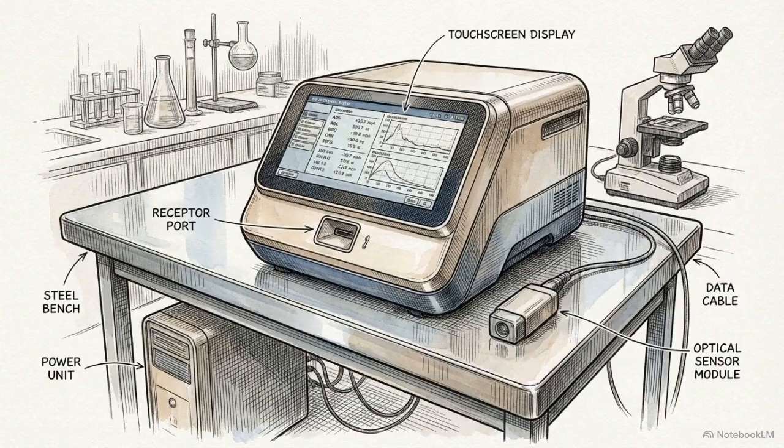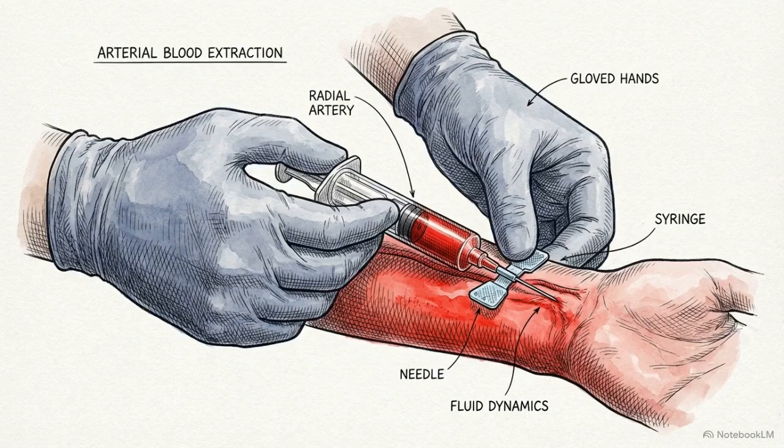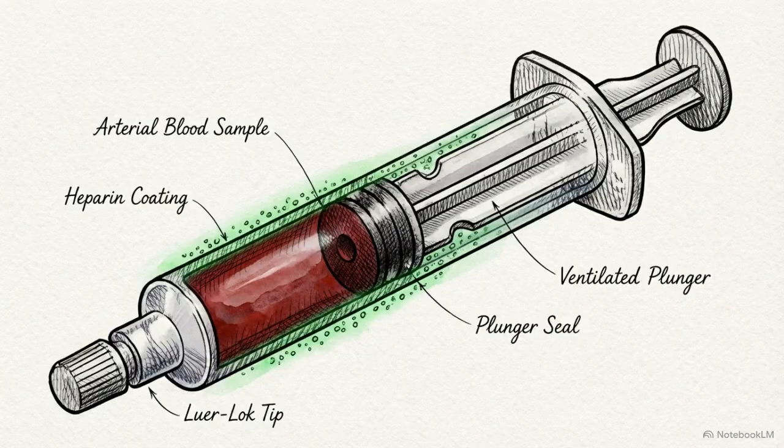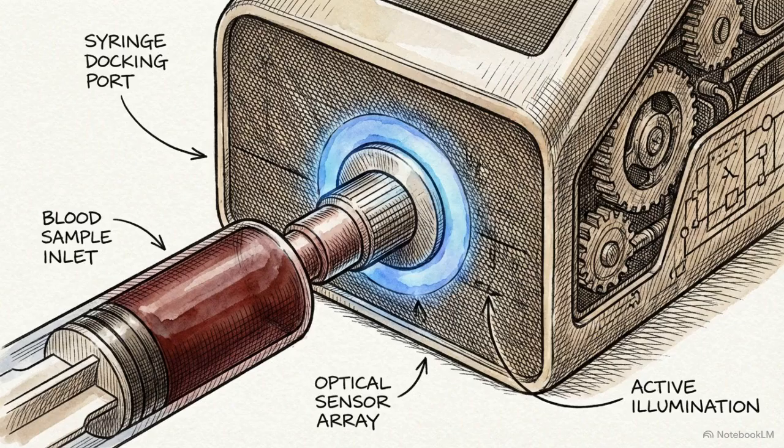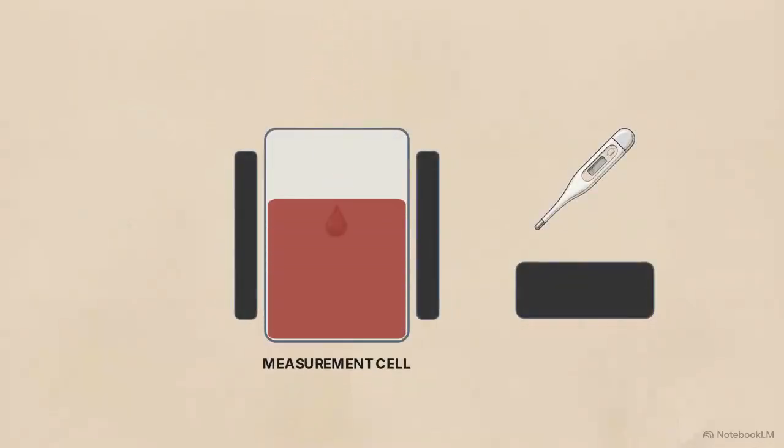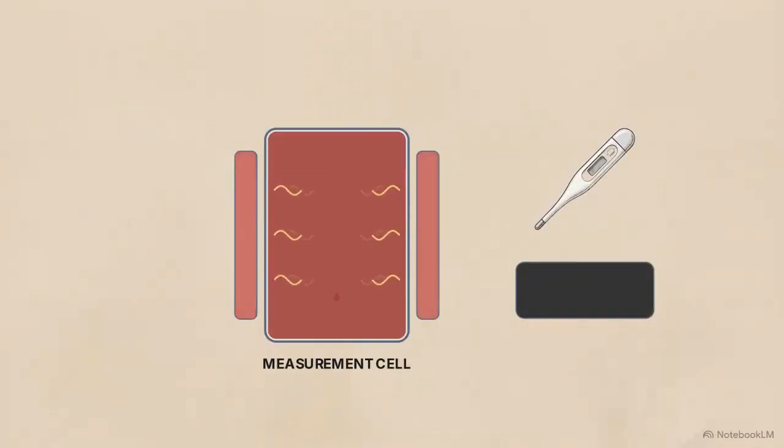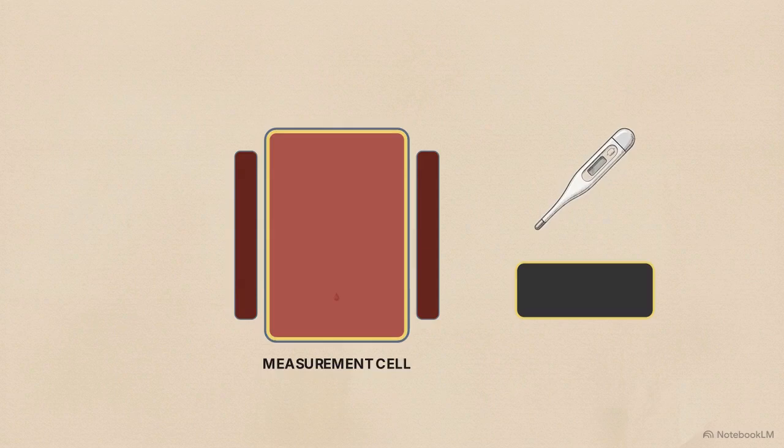Bypassing this blind spot requires the co-oximeter. This is a benchtop spectrophotometer that requires drawing an in vitro arterial blood sample directly from the patient, rather than relying on a non-invasive probe. The sample is drawn into a specific syringe coated with heparin. This prevents the blood from clotting prior to analysis. Once the sample is injected, the machine begins internal processing. It immediately heats the blood to a constant 37 degrees Celsius to stabilize the physical properties of the fluid.